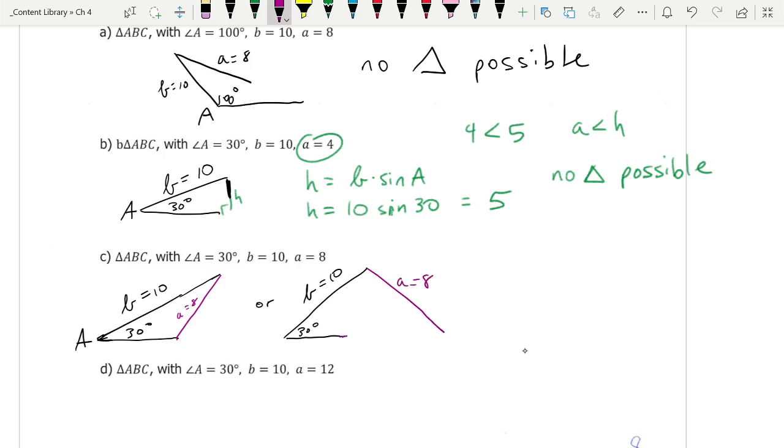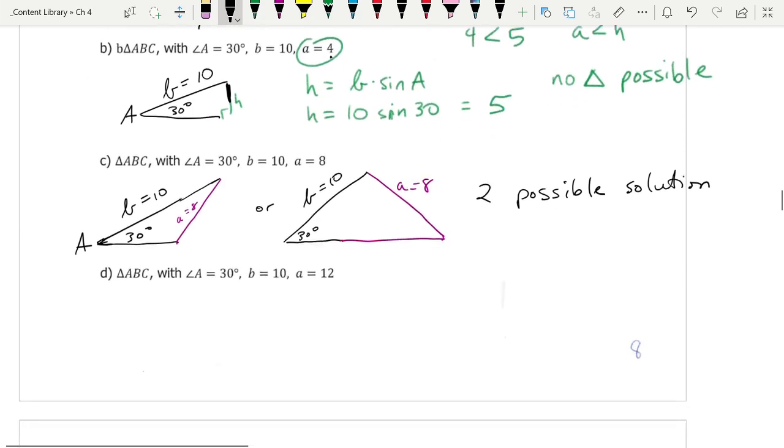In which case, this line's a little longer. So this is two possible solutions. How do you know that there's two? How do you know it's not just one? Because again, 8 could go in either direction. Right? It's more than 4, but it's less than 10. So it could go either way.